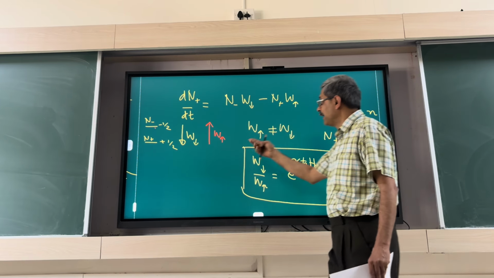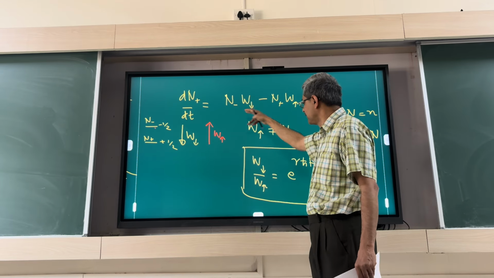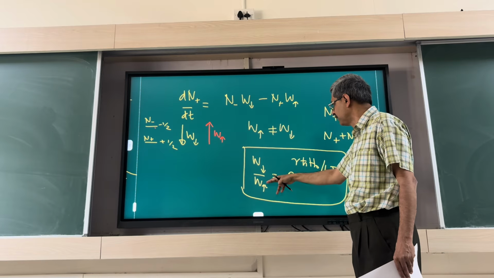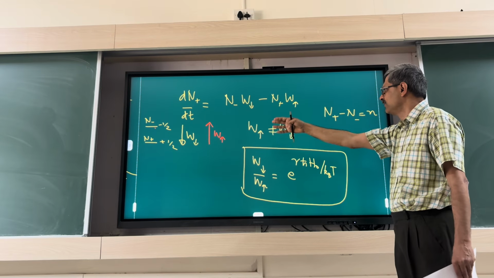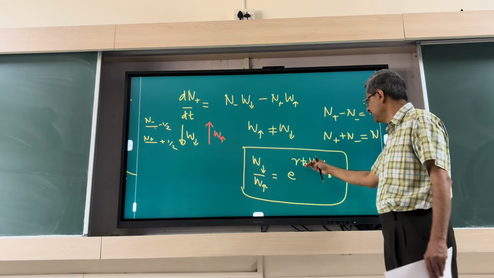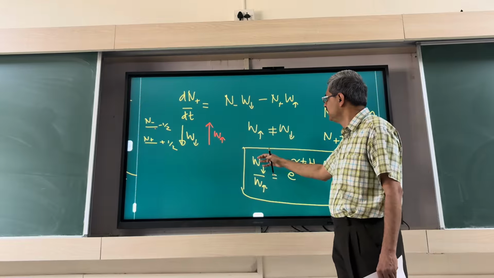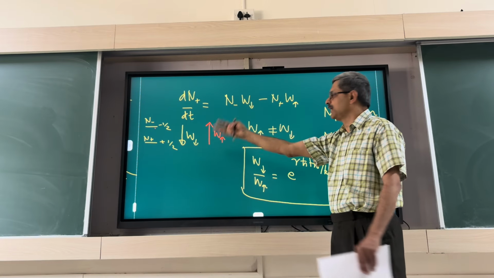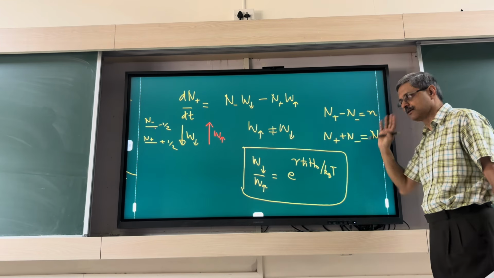So if that is the final situation, then with a little bit of algebra you can find out what W up, W down by W up comes out to be, for an energy level difference just given by mu h, so gamma h bar h. So this is derived by knowing what the final population ratio is, which comes from some generic stat mech rule.